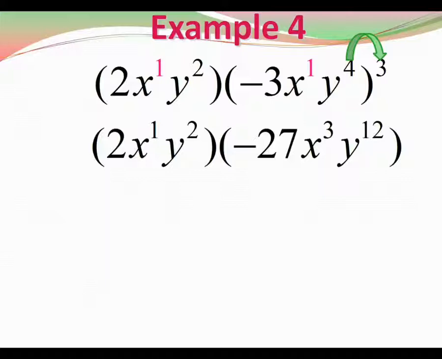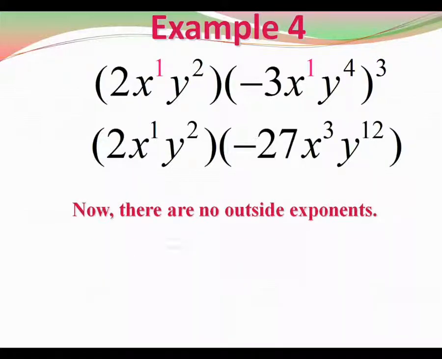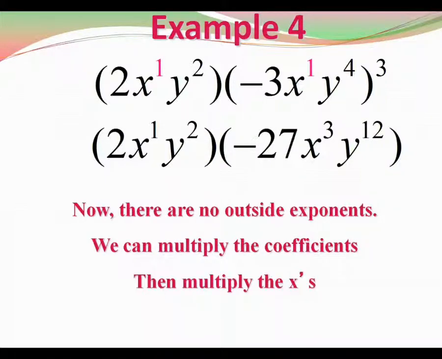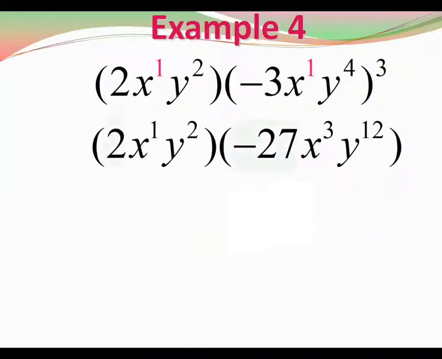Okay. So now I'm going to treat it as just one big multiplication problem. There are no outside exponents, so we can multiply the coefficients. That is, we multiply the 2 and -27, which is going to give us -54.